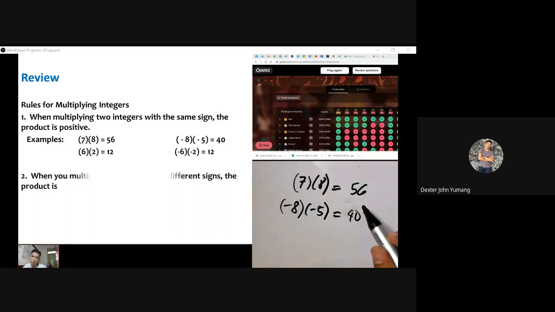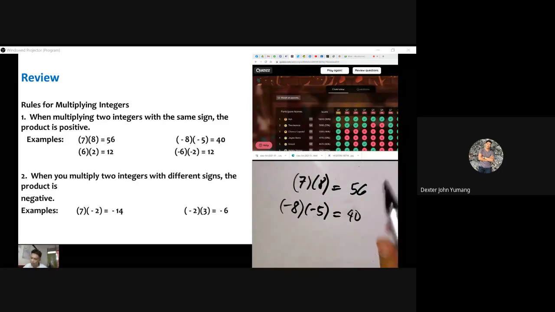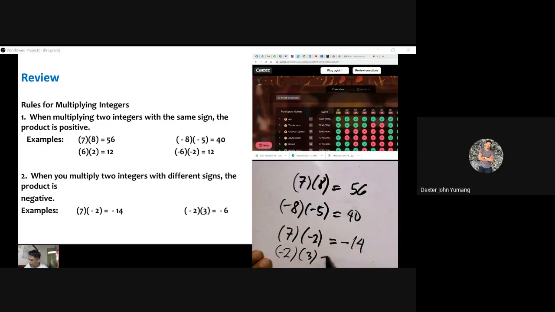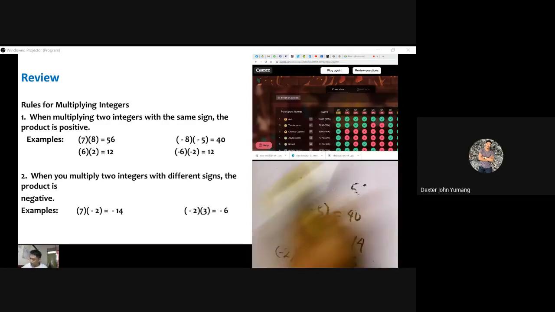What about kung magkaiba naman ang signs? So, tulad nito, 7 times negative 2. In this case, 7 is positive, negative 2 is negative. So, magkaiba sila ng sign, therefore, negative na ang sagot. 2 times 7, that is 14. Or negative 2 times 3. Negative 2 is negative, 3 is positive. So, magkaibang sign, automatic negative na ang sagot. 2 times 3, that is 6. Ganun lamang po. Okay, your turn.